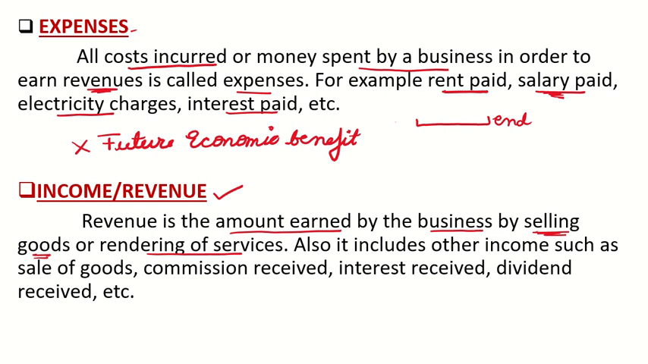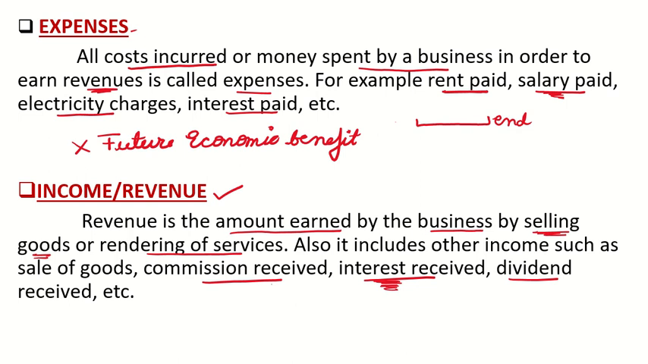Okay, they sell goods and in return they receive the money. They will generate the revenue. So the major source is selling the goods, but it also includes other incomes such as commission received, interest received, dividend received, etc. Now suppose we have invested the money somewhere. For that investment we are receiving the interest. So that interest is what? It is the income to the company.